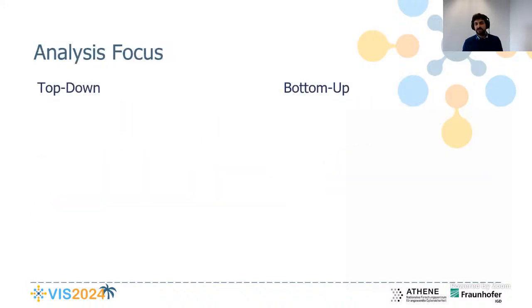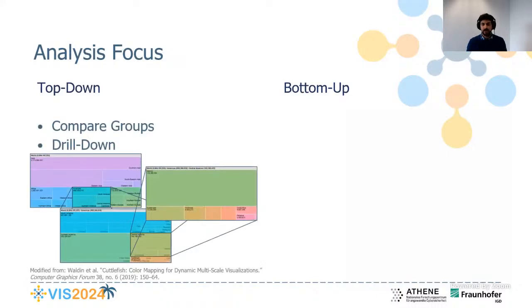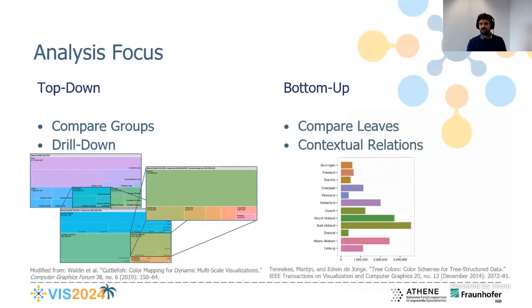And to ease this decision, we introduced the concept of the analysis focus, where in top-down analysis scenarios, we focus on comparing groups, meaning the top levels of the hierarchy, such as the results from a hierarchical clustering, where we want to compare the clusters, and the hierarchy enables us to drill down into the data to find a suitable level of granularity. In bottom-up scenarios, on the other hand, we want to compare the leaves of the hierarchy. This is often encountered when we want to compare items that are hierarchically related in a non-hierarchical visualization. And the hierarchy here serves as contextual information for the analysis.